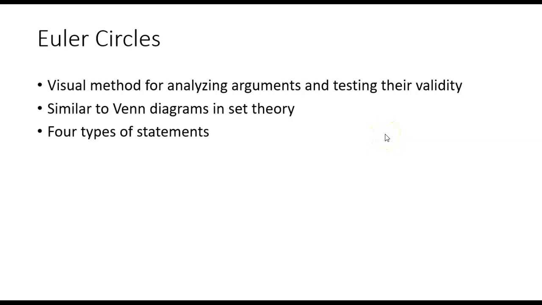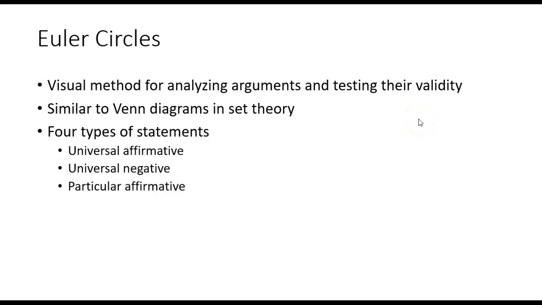There's 4 types of statements you can look at. You can have the universal affirmative, all whatevers are something. Universal negative, that no things are, or no A is B. The particular affirmative, which is similar to existential, that there is some that do, and particular negative is some that don't. And we're going to look at each of these statements sort of in detail and how to sketch them in a Euler circle.